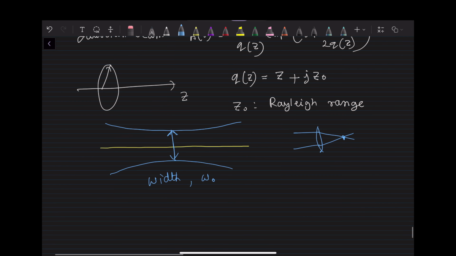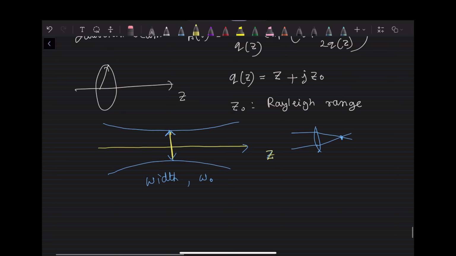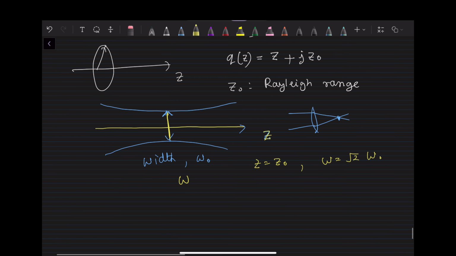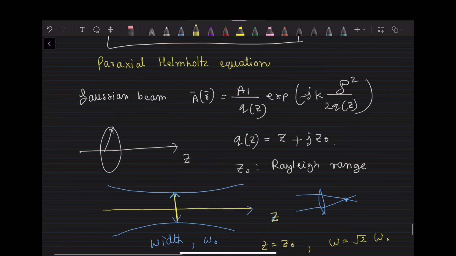And so this is the z direction, so what will happen at z, this width we can denote as w. So at z equals z naught, the width will become root 2 times the minimum width. Okay, how so? So let's go back to mathematics for a while using this thing.